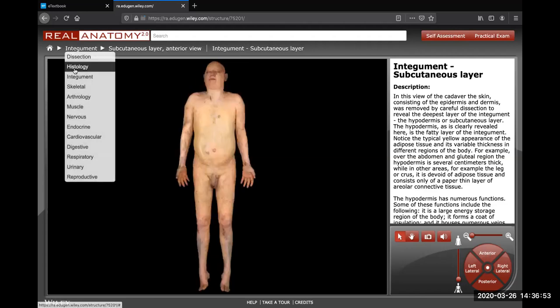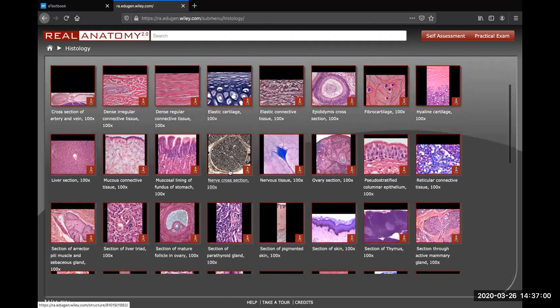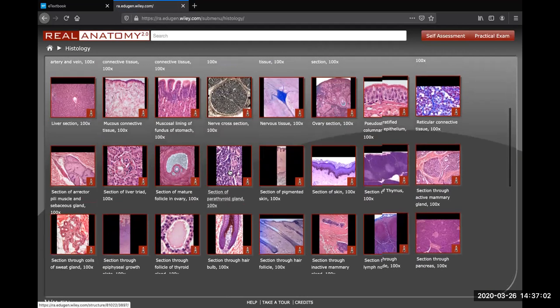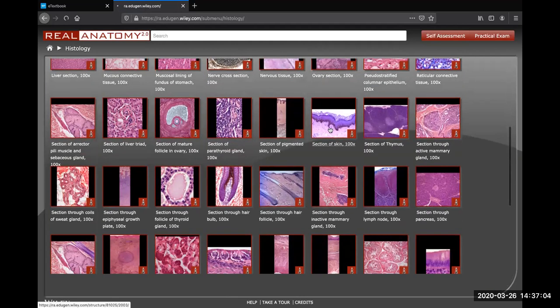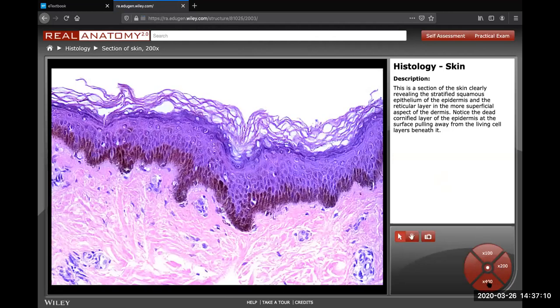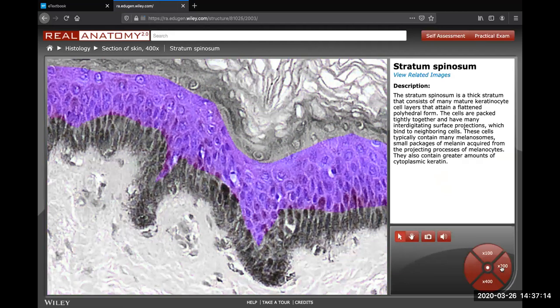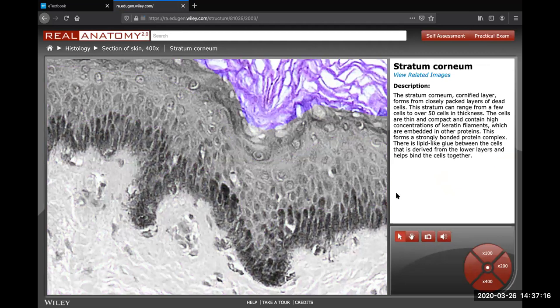But luckily, we have our whole histology collection, which includes skin samples. So let's see if we can find one of those. Section of skin. Yes, don't mind if I do. All right, what do we got here? Dead cornified layer of the epidermis at the surface, pulling away from the living cell layers beneath it.